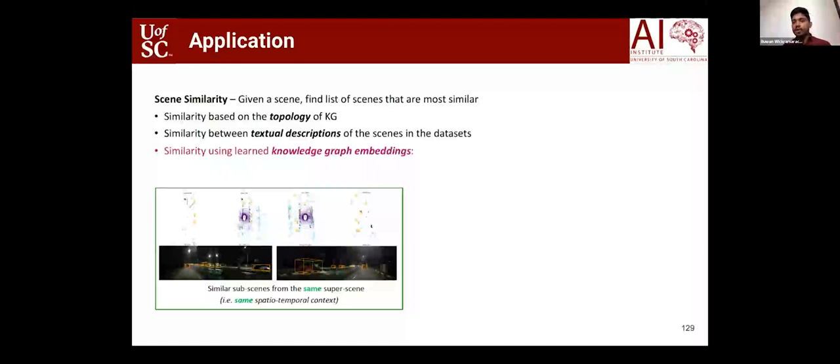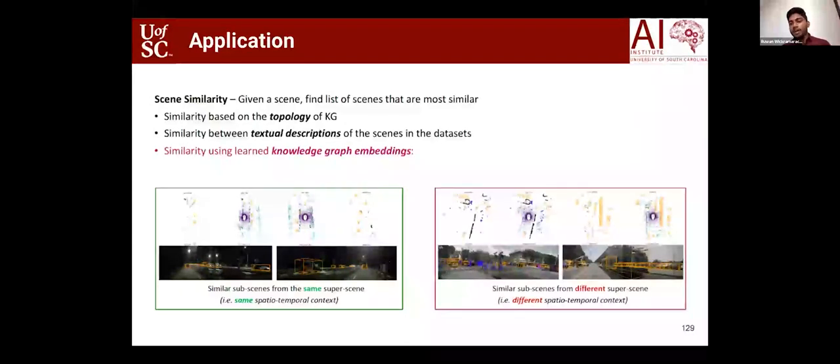Then next, we wanted to make the task a little bit more difficult. So here, what we're trying to ask the model is, if you're given a subscene, can you find a subscene from a different spatiotemporal context? So imagine that you have come across some training data from a drive in California, but now the autonomous car is actually driving in Texas, but the current scene of the autonomous car might be contextually similar to one of the scenes the car might have actually trained on in California.